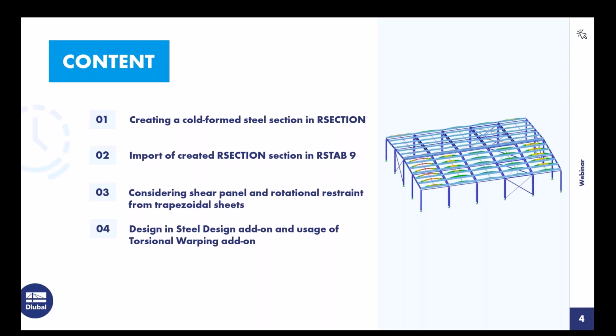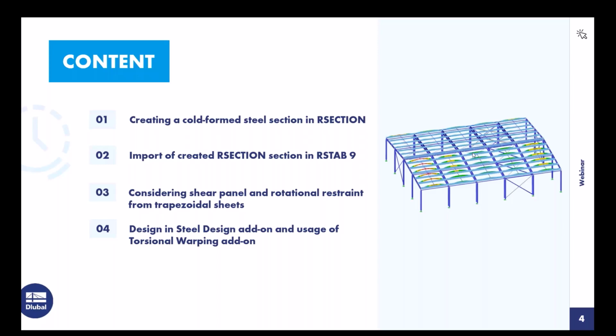The topic of this webinar is the design of code-formed cross-sections in steel design with warping torsion. I will design the code-formed set purlins of a steel hull that you can see here in the image to the right. Today I will first show you how to model special sections in RSECTION and how you can import these sections into RSTAB. In the next step, I will show the settings to be made for the warping torsion analysis and go into the rotational restraint and the shear panel. Finally, I design the purlins in add-on steel design.